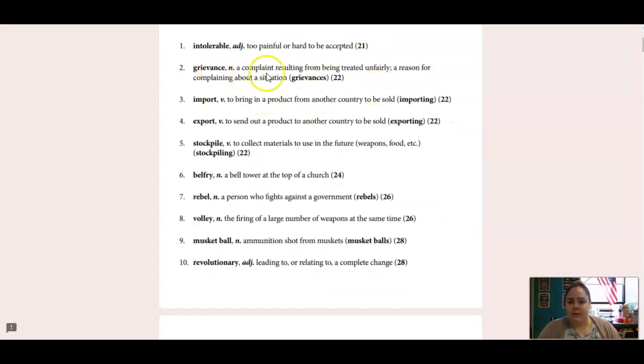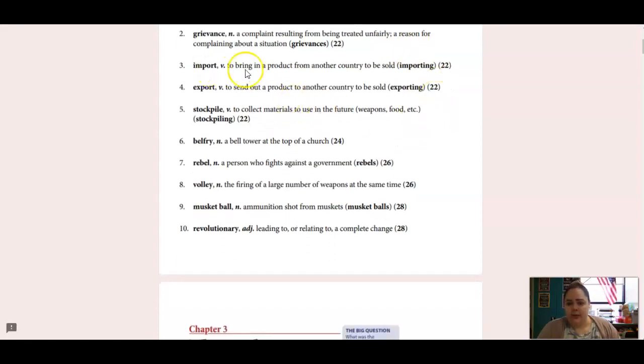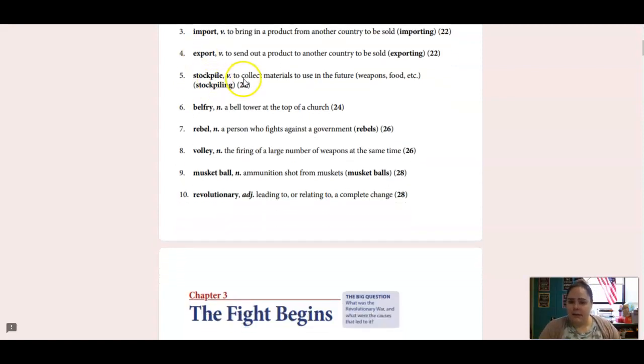A grievance is a complaint that results from being treated unfairly. Import is to bring a product in from another country to be sold, so that's a verb. Export means to send out a product, so these two words are very similar, just the im means in and ex means out. A stockpile is a verb, and that means to collect materials to use in the future.